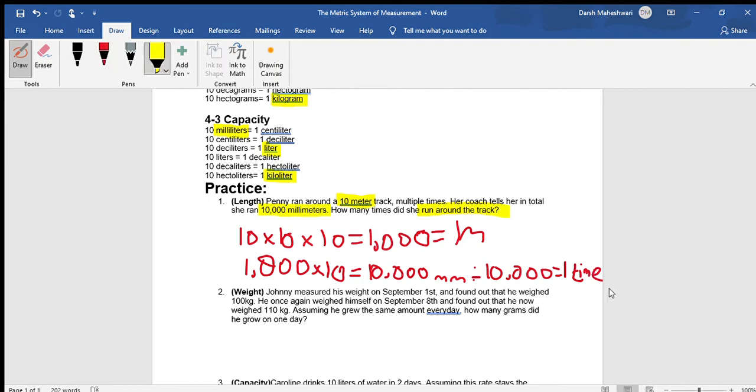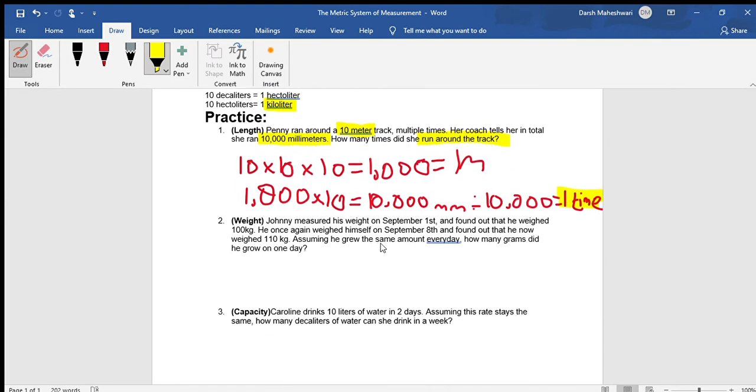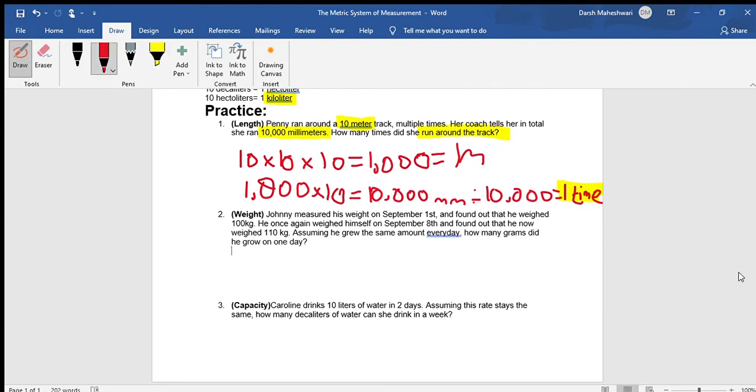So this would be our answer. Okay, on to number 2, for weight. Johnny measured his weight on September 1st and found out that he weighed 100 kilograms. He once again weighed himself on September 8th and found out that he now weighed 110 kilograms. Assuming he grew the same amount every day, how many grams did he grow on one day?